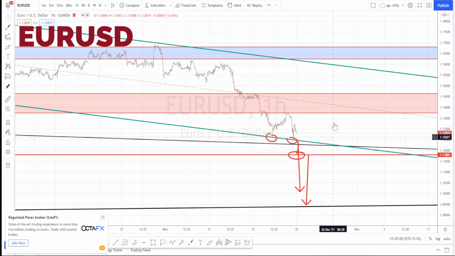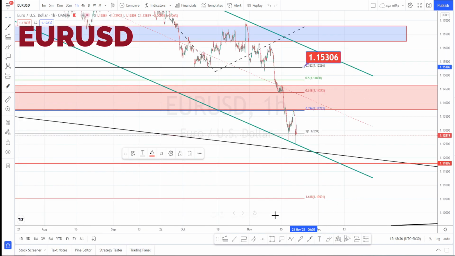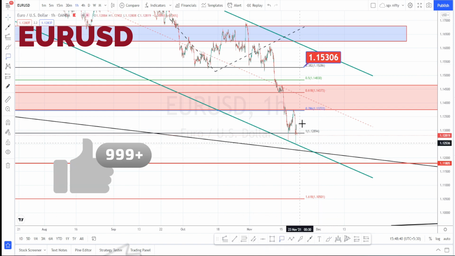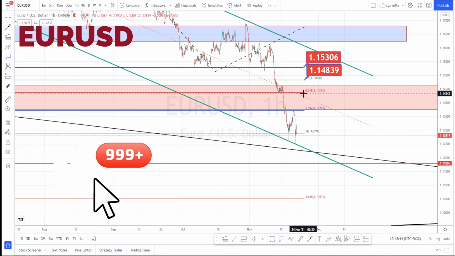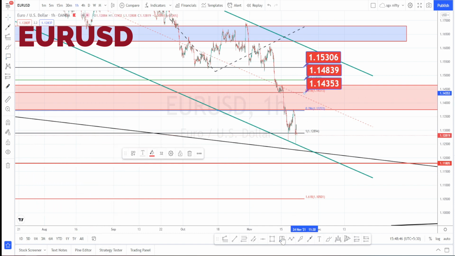Let us mark the trading ranges for Monday. This is going to be the uppermost resistance. Next resistance is going to be here. Next resistance is going to be here. And presently it is facing this resistance. Presently it is in a current support.